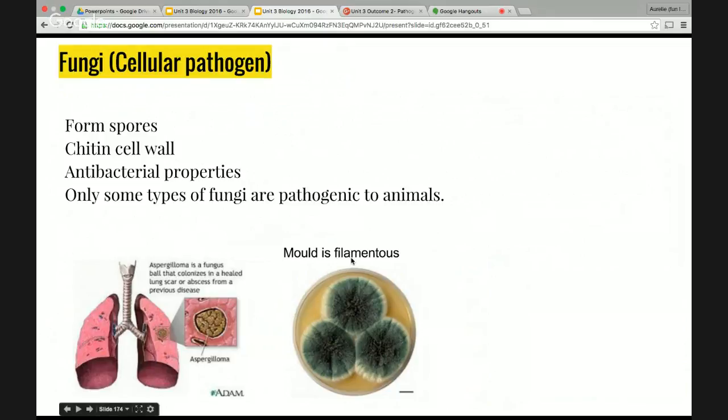For example, Aspergilloma is a fungus that colonizes a healed lung scar or abscesses from previous diseases. So the Aspergilloma is pathogenic, and it basically colonizes the lungs, okay?